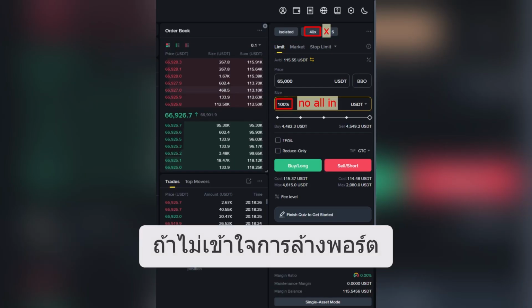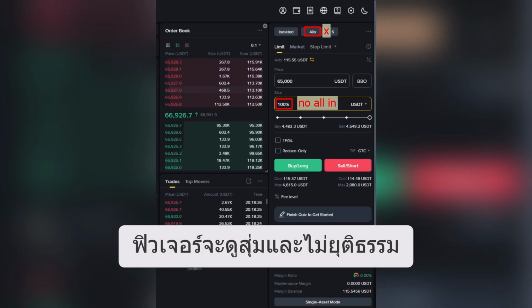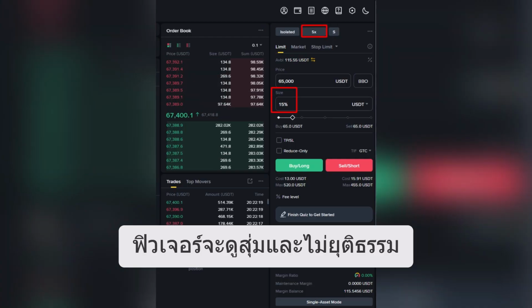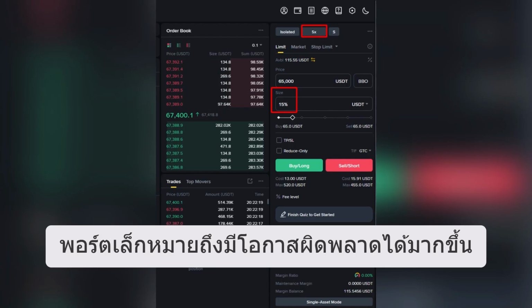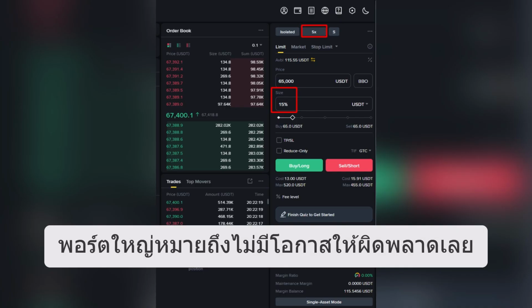If you don't understand how liquidation works, futures will always feel random and unfair. In reality, liquidation is just math. Smaller position size means more room to be wrong. Bigger position size means zero forgiveness.